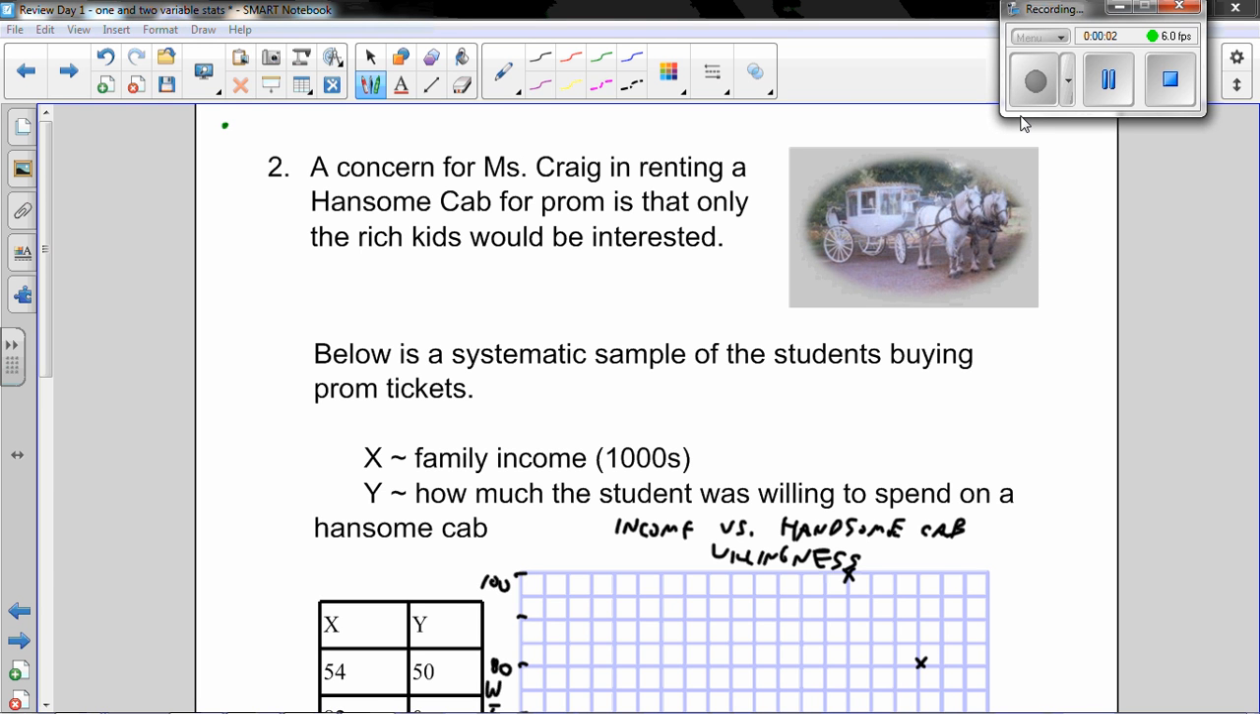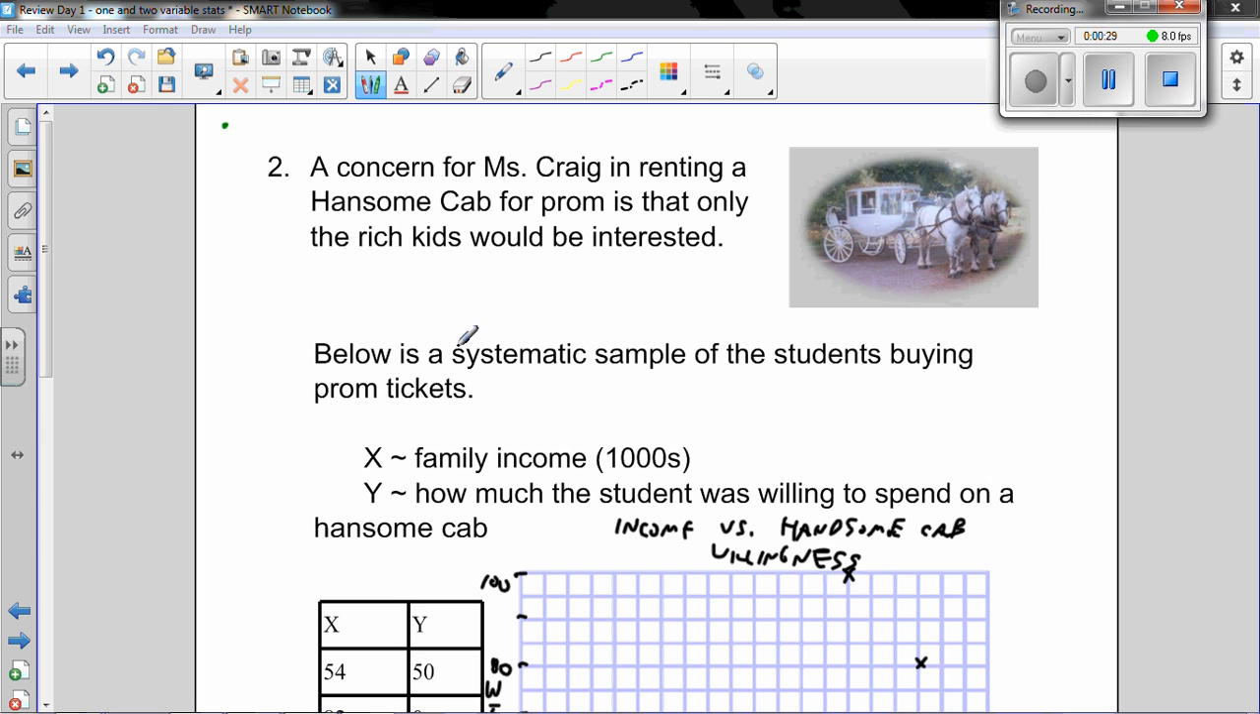Okay, here we are back for video 2 of Unit 1. The second example is going to be a two-variable stats example. A concern for Miss Craig in renting a hansom cab for prom is that only the rich kids would be interested. Below is a systematic sample of the students buying prom tickets, where the X variable is the family income in thousands of dollars, and Y, the Y value in the table, is how much the student was willing to spend on the hansom cab.